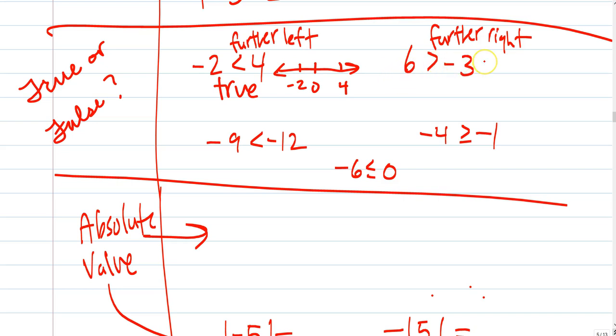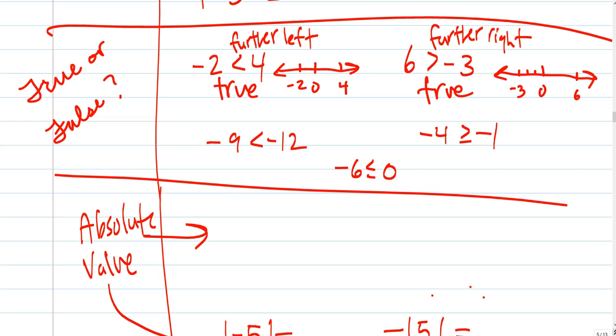Is 6 greater than negative 3? If less than means further to the left, greater than means further to the right. So here's my number line again. 6 is over here to the right. Negative 3 is over here to the left. Is 6 greater than, further to the right than, negative 3? That is true.